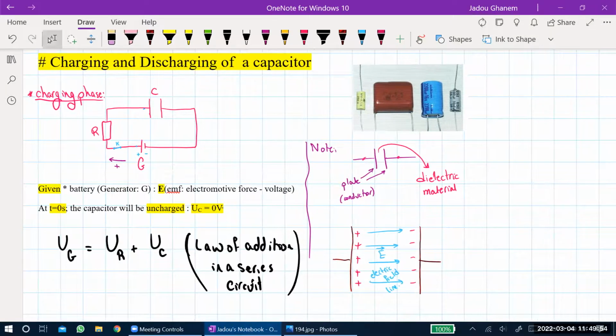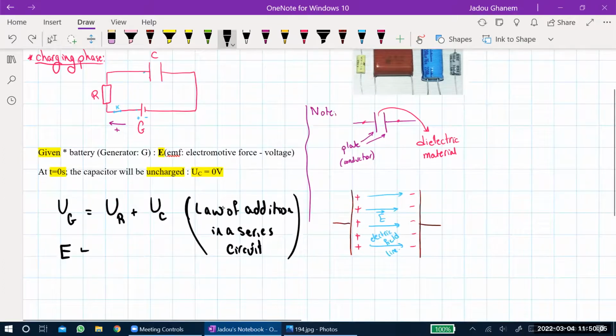So now initially we said that the initial voltage of the battery is E, and you can see that E is written here, okay? E equals UR, but we know that the voltage across the resistor using Ohm's law is I times R. So instead of UR, I'm going to write I times R. This is Ohm's law. Plus, initially at t equals 0, the capacitor is still uncharged. So this one will be 0. So I'm going to write here a 0 voltage.